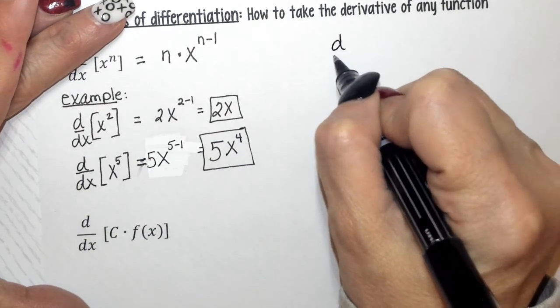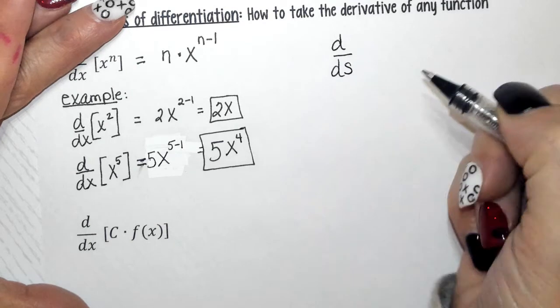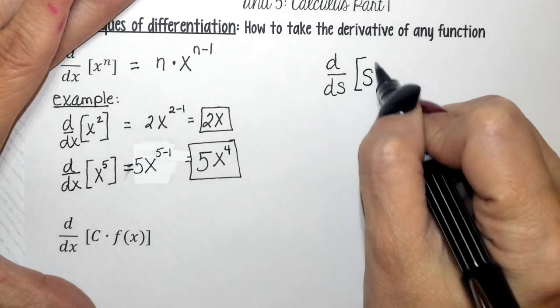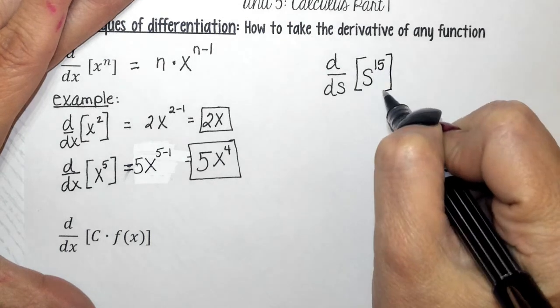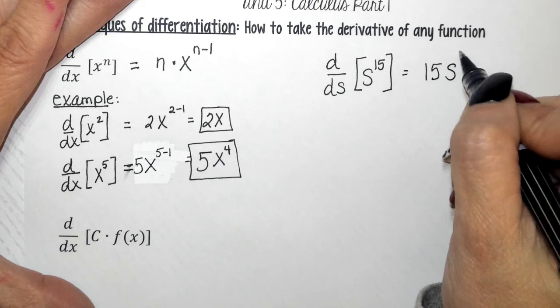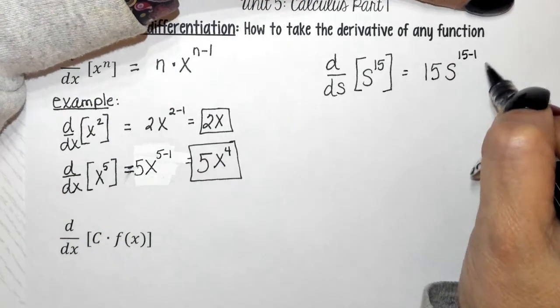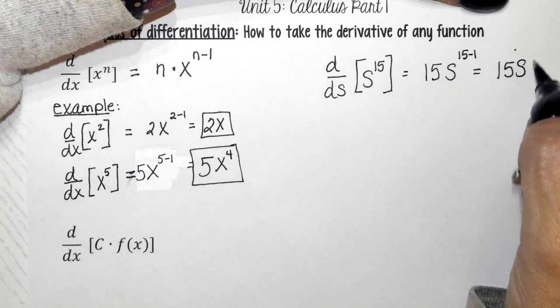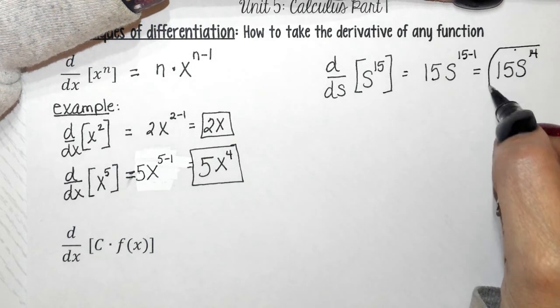Okay, let me do d ds. So again, you could have a different variable in there. s to the 15th power. Okay, well, I would bring the 15 to the front. We put this to the 15 minus 1. That would be 15 s to the 14th power.